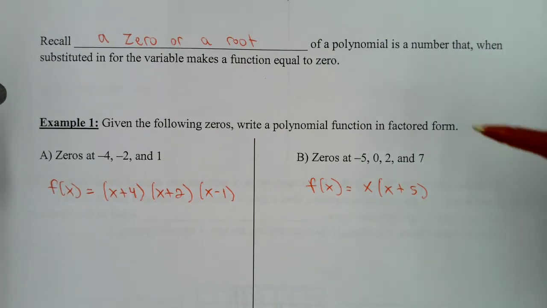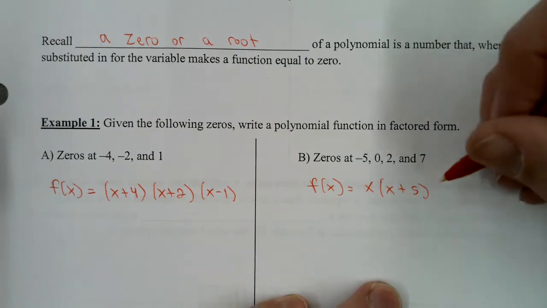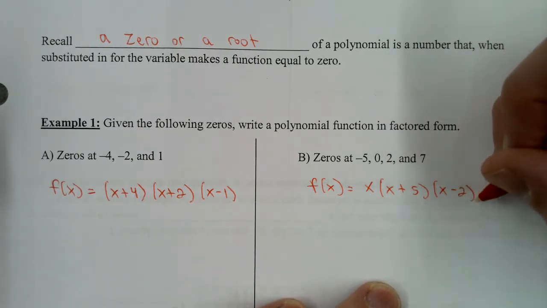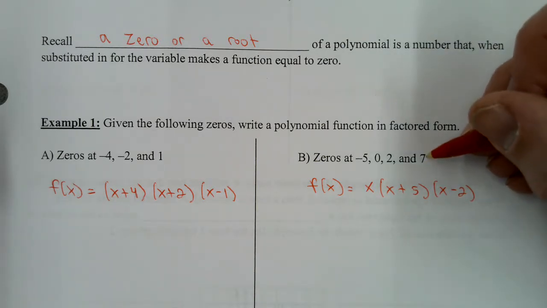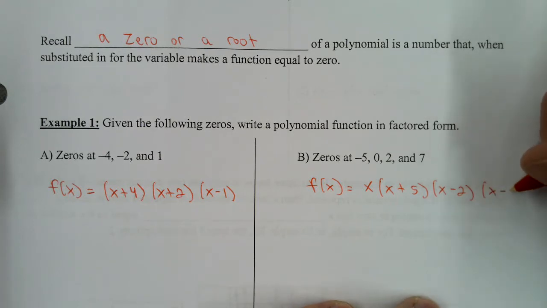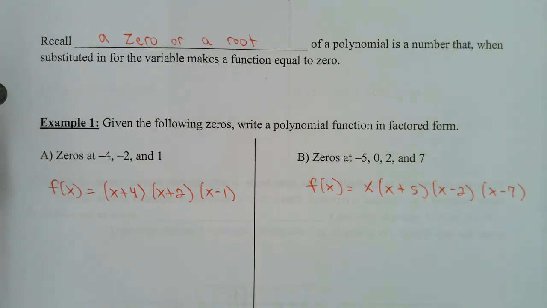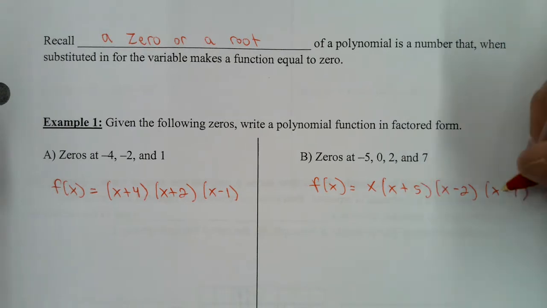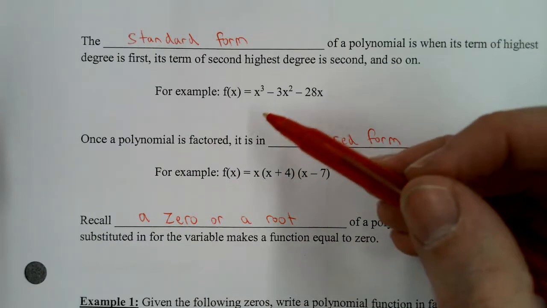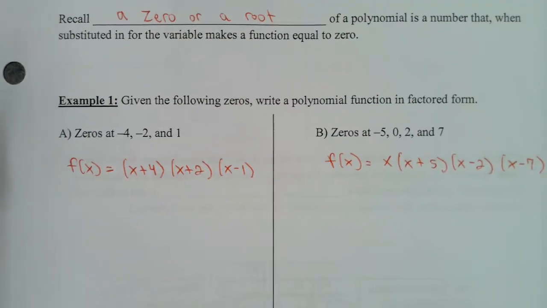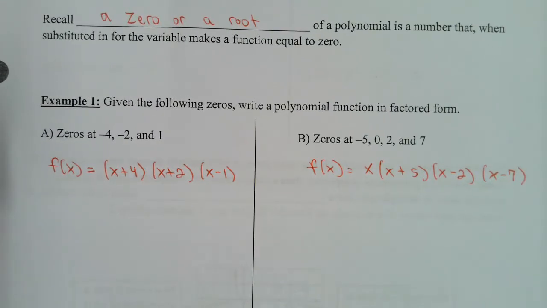If 2 is a solution or a 0 or a root, then it means x minus 2 is a factor. And if 7 is a root or a 0 or a solution, then it means x minus 7 is a factor. And that's it. That's factored form. Look above, factored form looks like this. So example 1, that's an easy problem. Just don't forget, you have to change the signs on those.